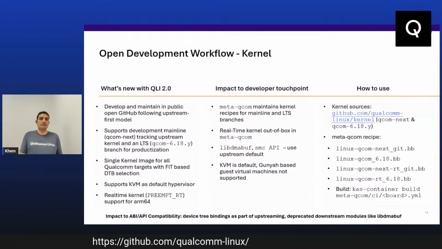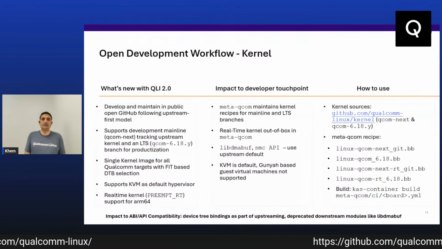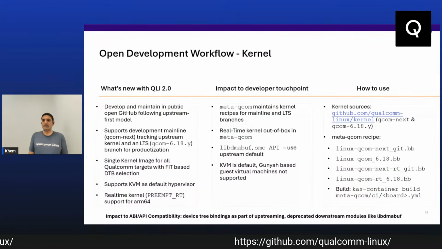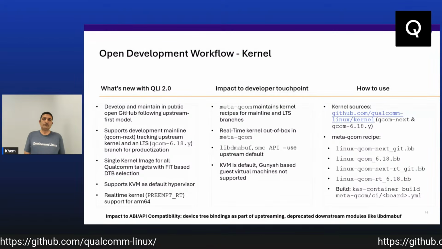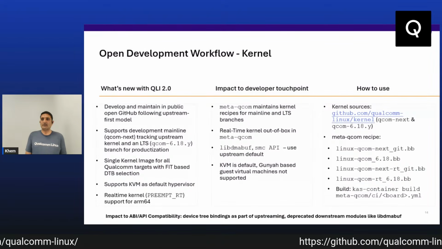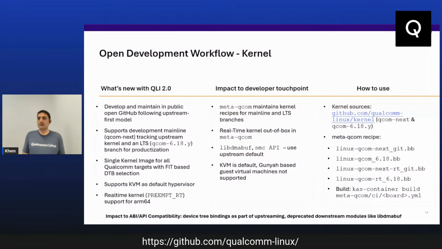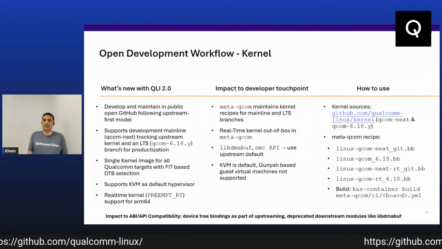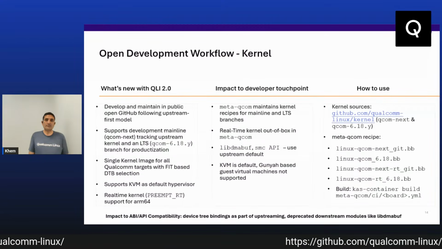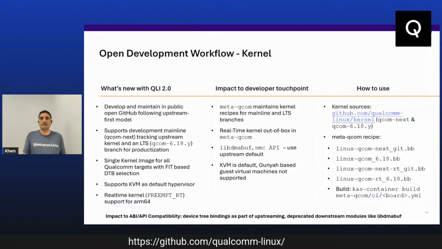A single kernel image for all Qualcomm targets with FIT-based and device-tree bindings selection is part of it, which makes it easy for you to customize and add features to the kernel, and it supports KVM as the default hypervisor. And the real-time support is used from in-tree, the support that has been added for ARM64. So we've tried to utilize as many upstream features as we can.